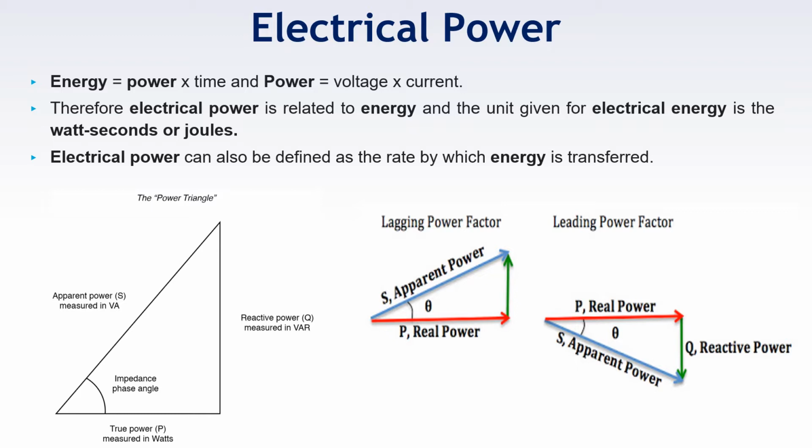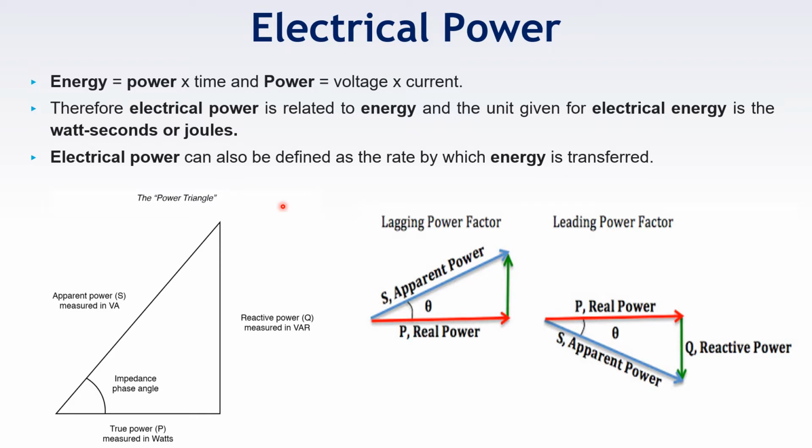But what is electrical power? Electrical power is nothing but the product of voltage and current. Therefore, electric power is related to energy and the unit given for electrical energy is watt second or joules. Electrical power can also be defined as the rate by which energy is transferred.